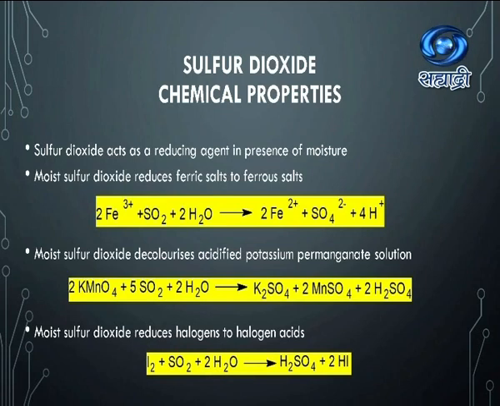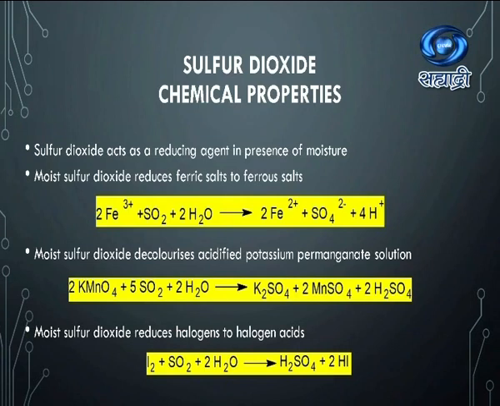reducing agent. Moist sulfur dioxide decolorizes acidified potassium permanganate solution. So 2KMnO4 plus 5SO2 plus 2H2O gives K2SO4 plus 2MnSO4 plus 2H2SO4. So if we find the oxidation state of manganese, in KMnO4 it is plus 7 and in MnSO4 it is plus 2. So again Mn+7 ions are reduced to Mn+2 ions, and so sulfur dioxide again acts as a reducing agent.